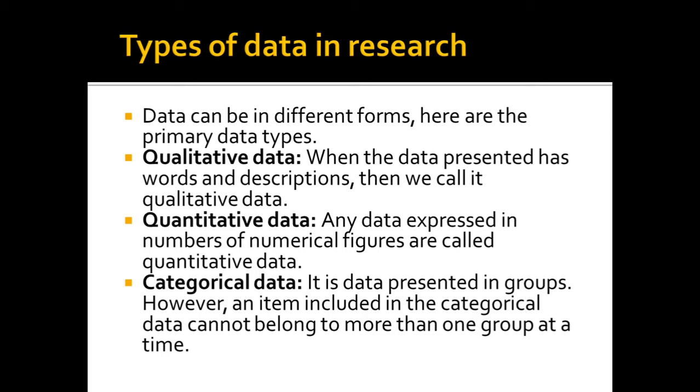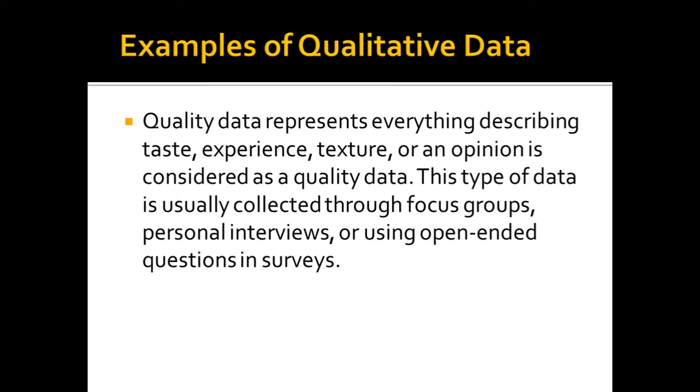Categorical data basically means only two or three answers. Participants could be grouped into two or three according to the answer that they give. That's called categorical. So: qualitative data, quantitative data, and categorical data. We'll see more examples anyway.